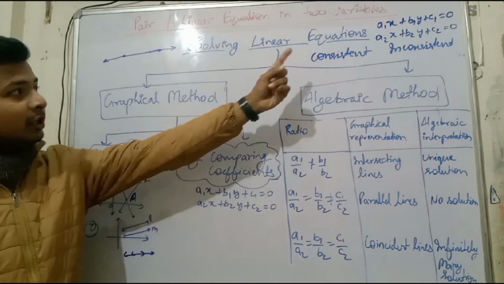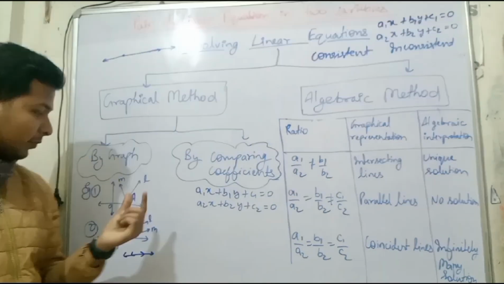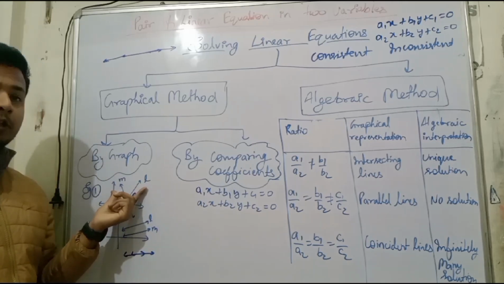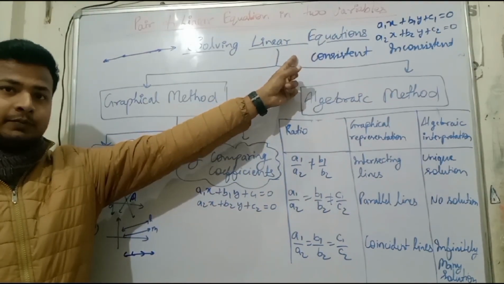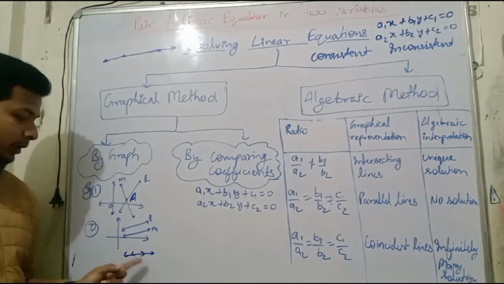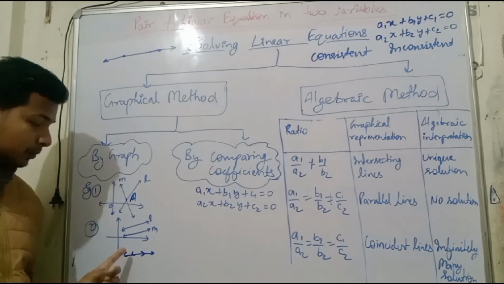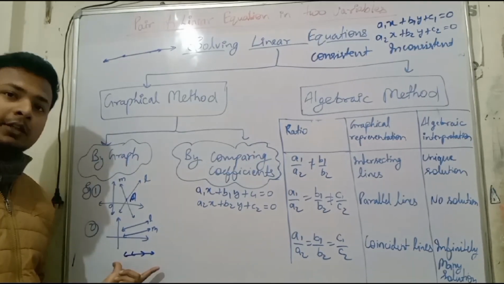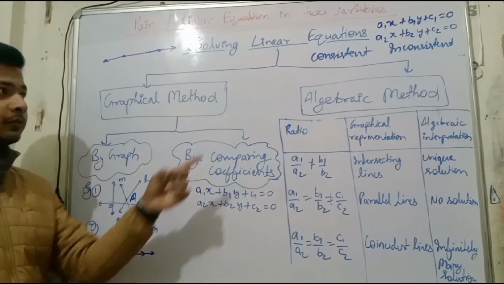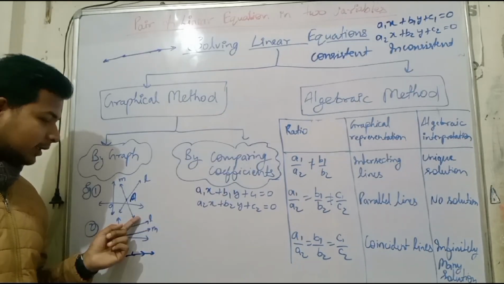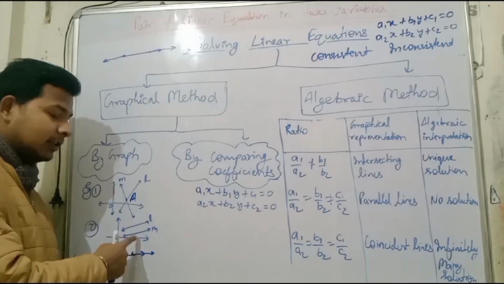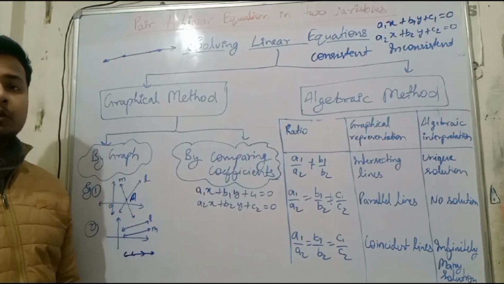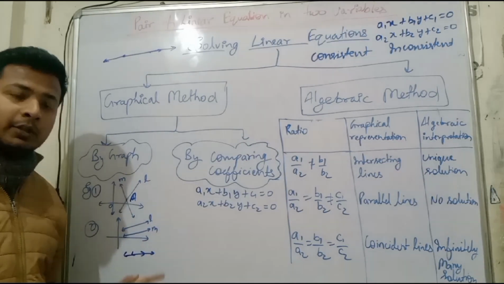Okay, now let me clear the meaning of consistent and inconsistent one more time. If you get a minimum of one solution, at that time we can say that these two lines are consistent. In this case also, there is more than one solution, meaning more than one common point, so we can say that these two lines are also consistent. In this case, there are no common points. That's why we can say that these two lines represent an inconsistent system of linear equations. I hope you have understood the meaning of this.